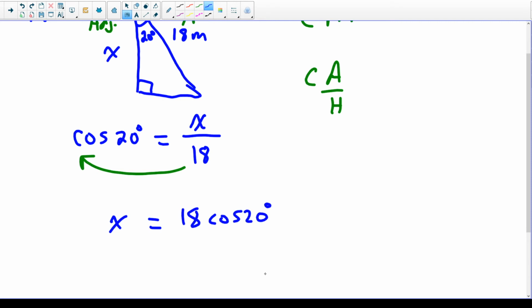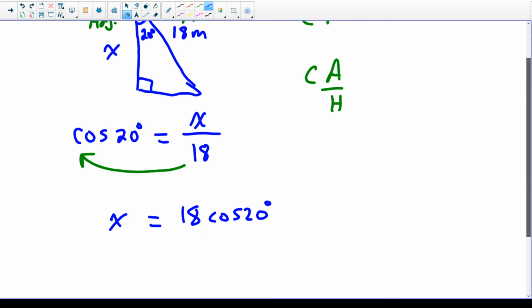Okay, now, yes, you can just type it into your calculator and find the answer. But I strongly caution you against writing it this way. Okay, because if you write it this way, certain calculators open a bracket right after the cosine symbol. It depends what kind of calculator you have. If you don't close that bracket right here, your calculator might actually find the cosine of 20 times 18, and that's not what we want. Okay, so it is much, much better to write it with the 18 in front of the cosine 20. And then you just type that into your calculator.